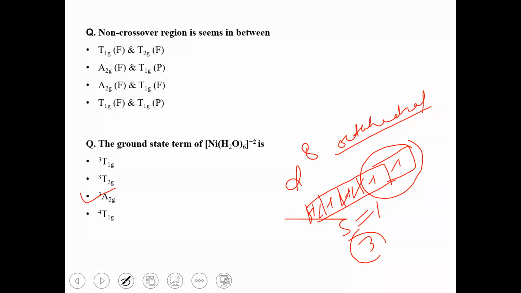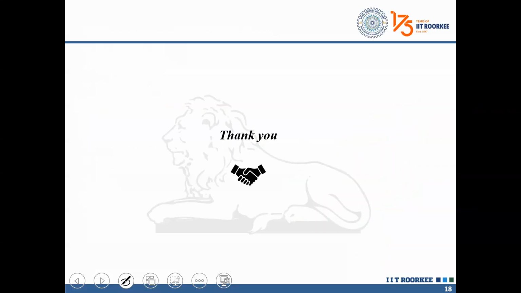So it will be T1g(F) and T1g(P). T1g and T2g, they are both bisecting each other, right? So this will be the right answer. Okay, so this was all about this session.